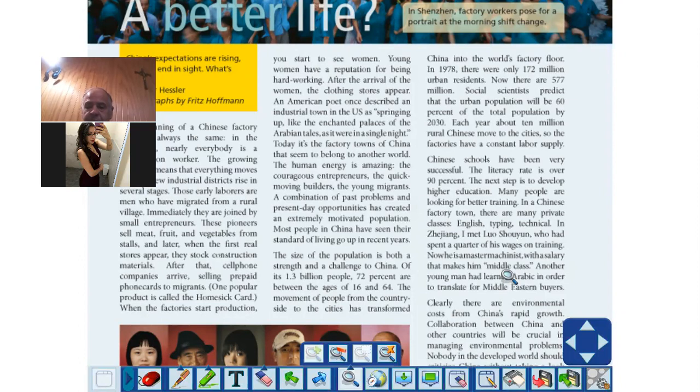Now he's a master machinist with a salary that makes him middle class. Another young man had learned Arabic in order to translate for Middle Eastern buyers.